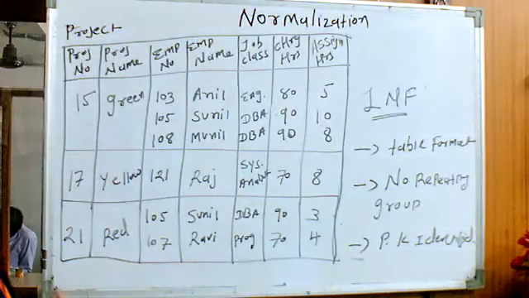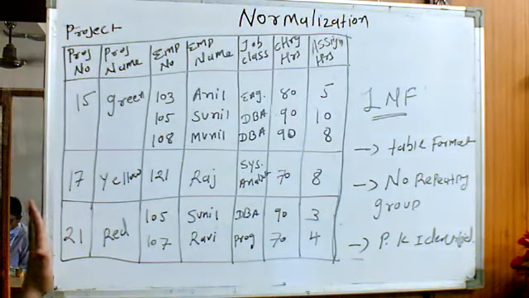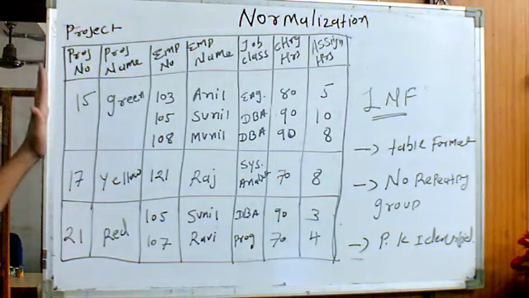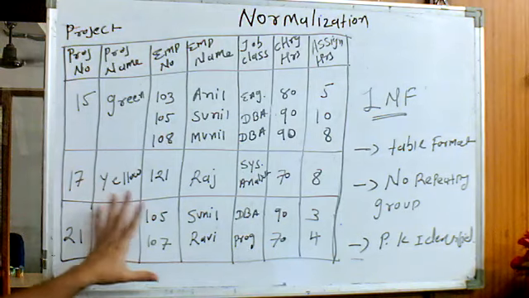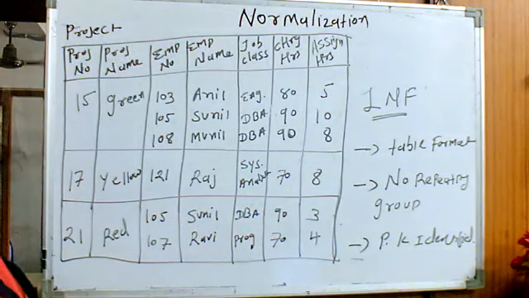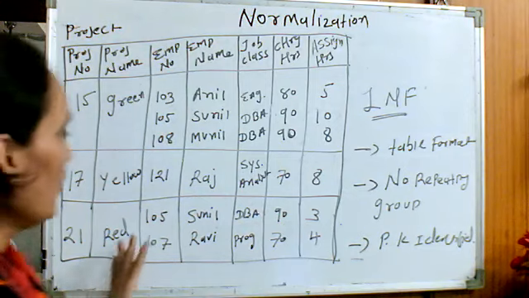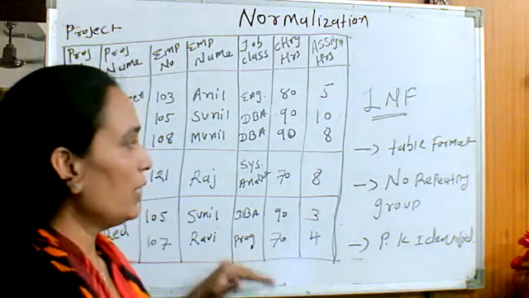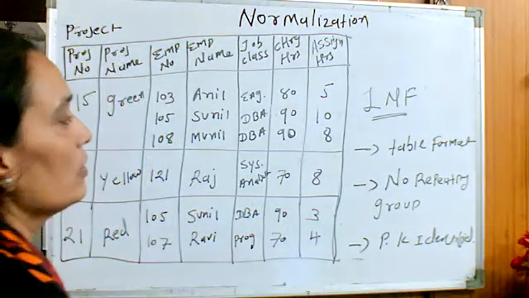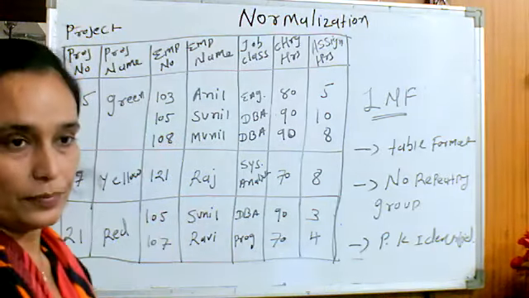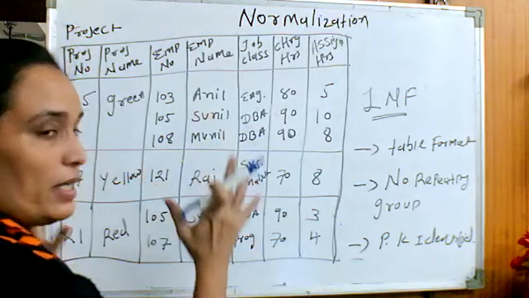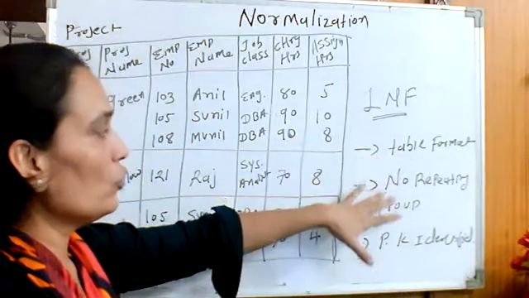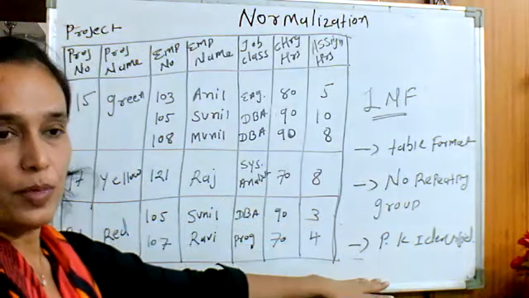So first of all, we will take one data set here. I have taken one project data here, and we can see that this table data is not in first normal form. How can we say that this table data is not in first normal form? Because there is multi-value dependency. First normal form says that data should be in table format, there should be no repeating group, and the primary key must be identified.